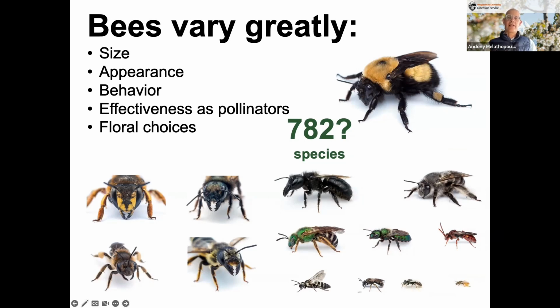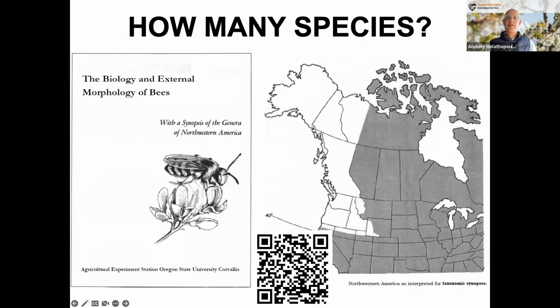Now, I just want to take a quick detour. How do we know how many species we have? OSU Extension has this guide from 1969 that just looked at the bees in this area that's in white, which they consider the Northwest of America. So you can see a little bit of Northern California into Idaho, a little bit of Montana, in that whole area.